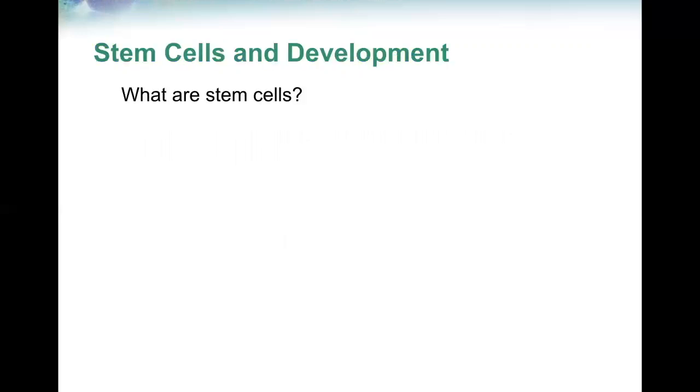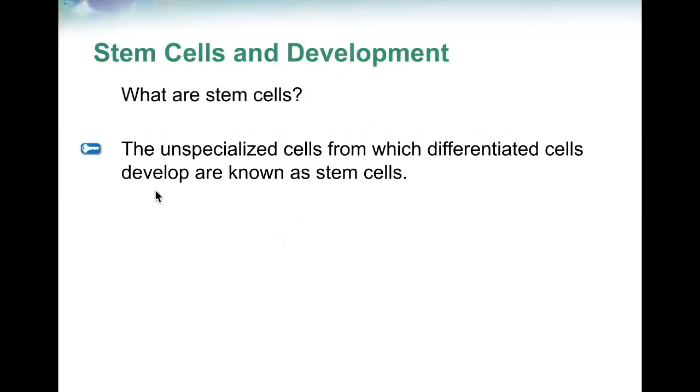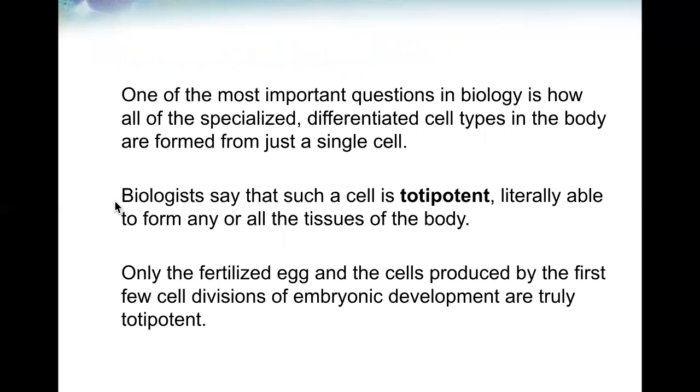What are stem cells? The unspecialized cells from which differentiated cells develop are known as stem cells. One of the most important questions in biology is how all of the differentiated cell types of the body are formed from just one single cell. Biologists say that such a cell is totipotent, literally able to form any of the tissues of the body. Only the fertilized egg and the eggs produced by the first few cell divisions of embryonic development are truly totipotent.